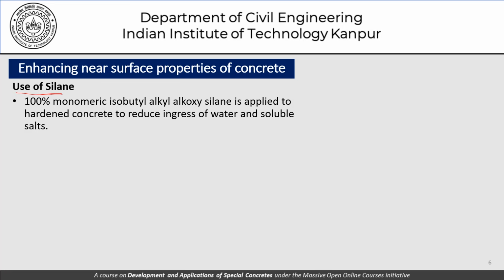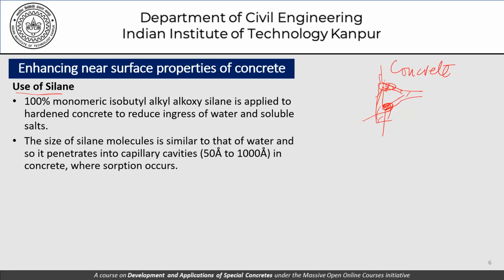So basically, if we try to draw a schematic sketch, say this is my concrete and this is a schematic representation of the pores in the near surface region. What we try to do is to apply this silane coating here, which tends to seal off these pores. And the sealing of these pores results in water not being able to penetrate into the pores of the concrete. The size of Silane molecules is similar to that of water, and so it penetrates into the capillary cavities in concrete where the sorption occurs.